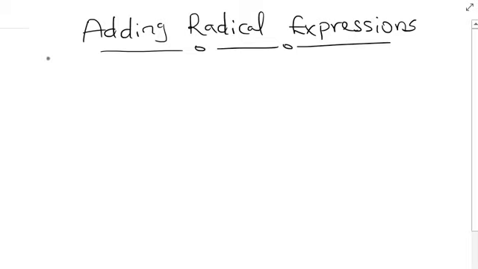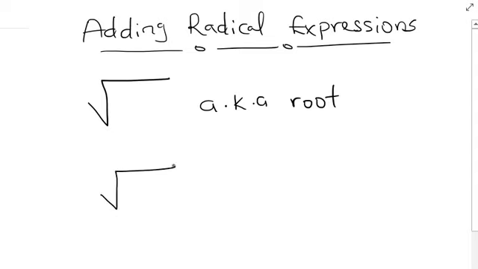So, what are radical expressions? A radical expression is an expression containing a radical symbol. This is the radical symbol, and we also know it is called a root. Some people call this square root, but really it's not only square root. It depends on the superscript in front of the radical symbol that will determine what type of root it is.